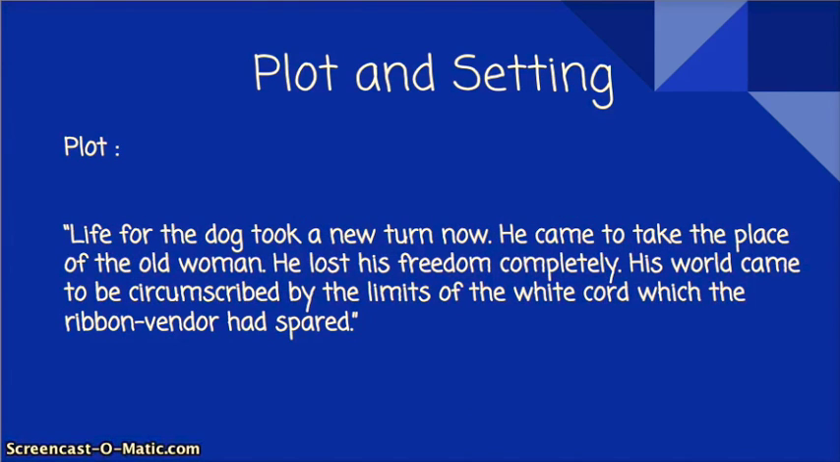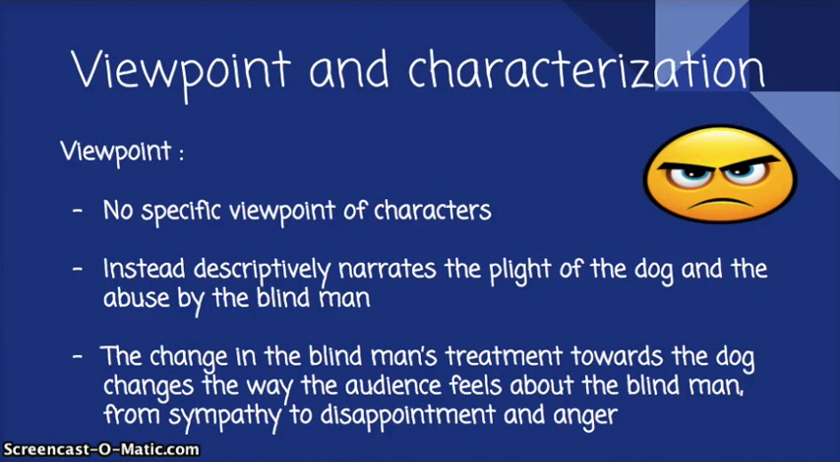This is a quote we took from the passage showing the change in relationship between the blind man and the dog. The author does not tell this story from a specific viewpoint. Instead, he manages to properly illustrate what each character is feeling and thinking, although quite subtly and not at all directly. However, we can see Narayan's subtle hinting in the way he portrays the plight of the dog and the cruelty of the blind man, and how he hits out at the mistreatment of the dog.